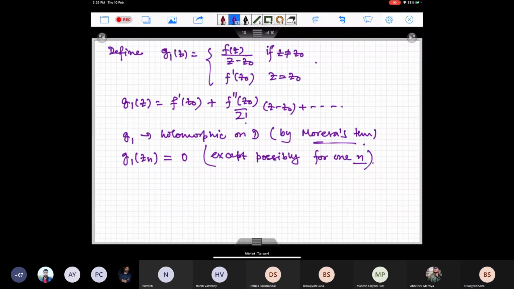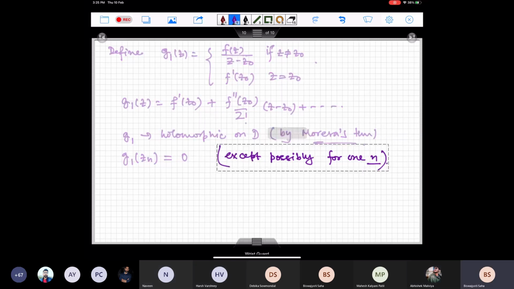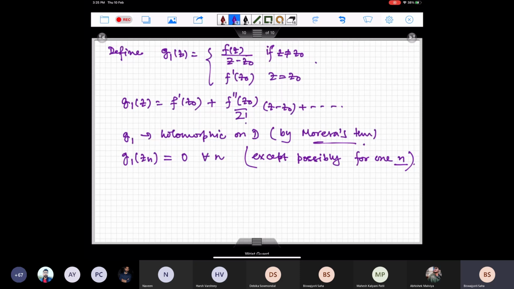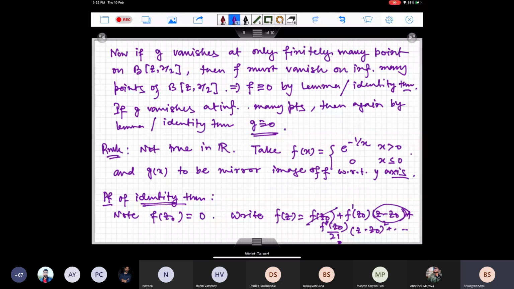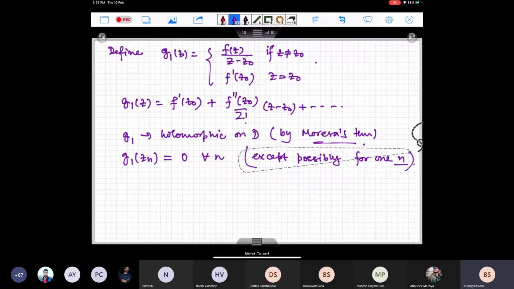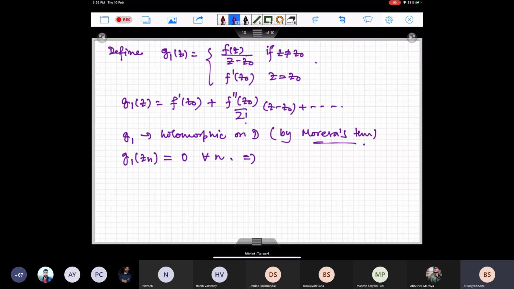So this is equal to 0 for all n. Without loss of generality, I can assume that zn is not equal to z naught for all n. Anyway, all of them are distinct points, so at most one of them could be equal. So I can assume all my zn's are not equal to z naught. Therefore, I get that g1 of zn is equal to 0 for all n. So then this implies what?